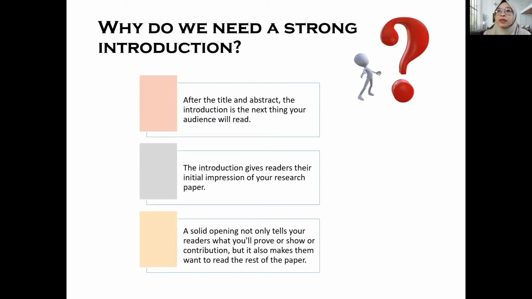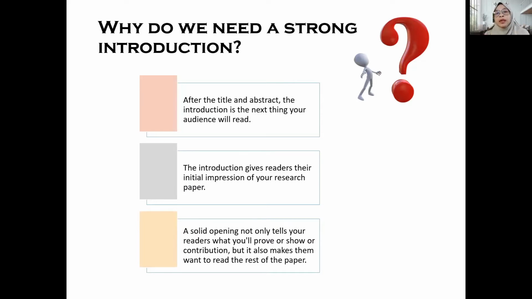The reviewer cannot see what is good about this article, what is the gap that the researcher wants to fill up, and why this article is important. So you need to say in the introduction why your work is important and what you want to fill up. That is the gap. The main point of the introduction is to show the gap.